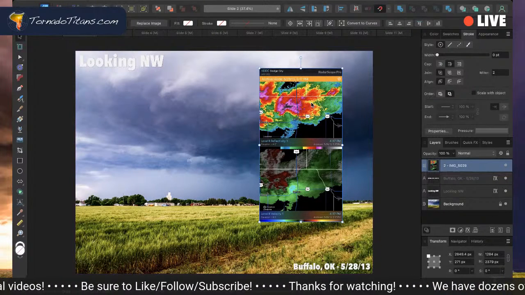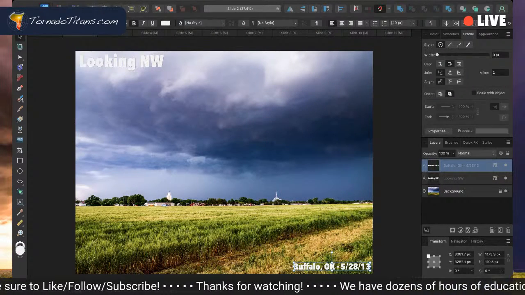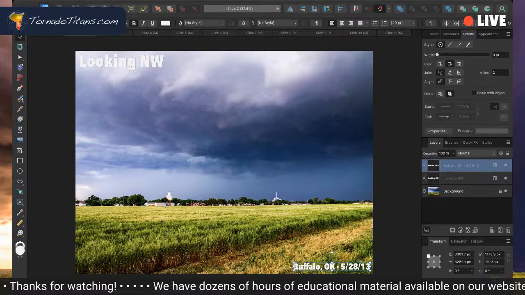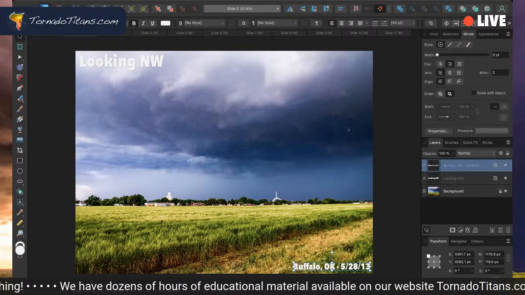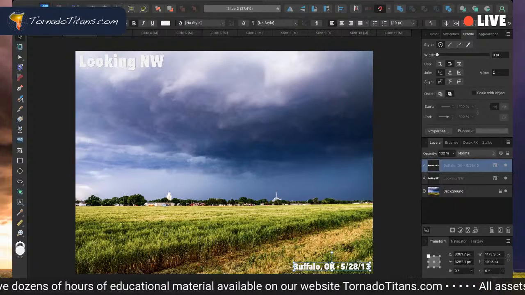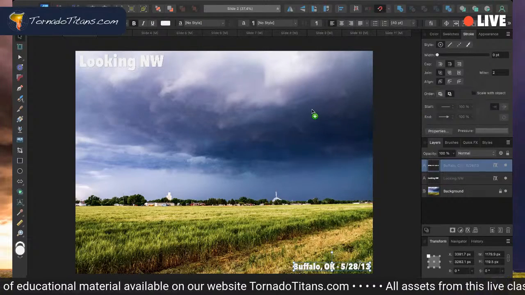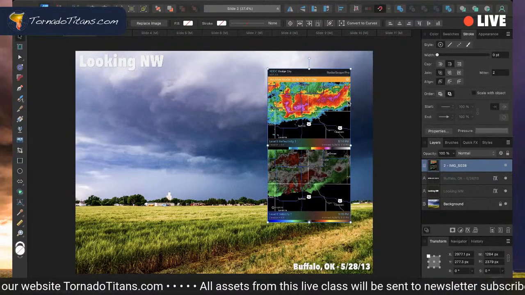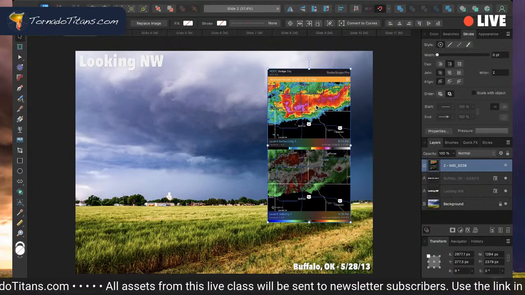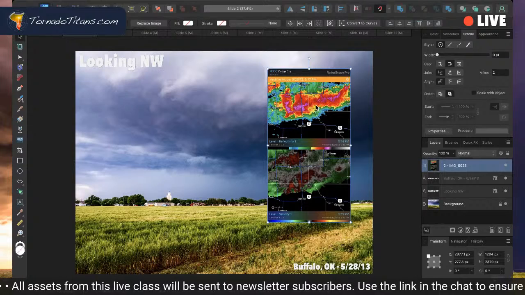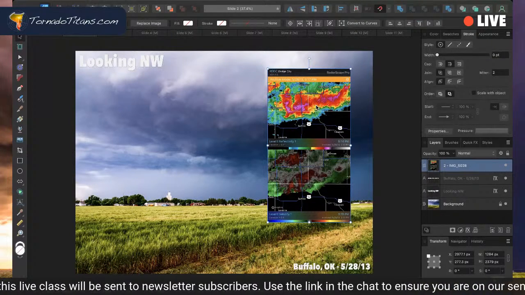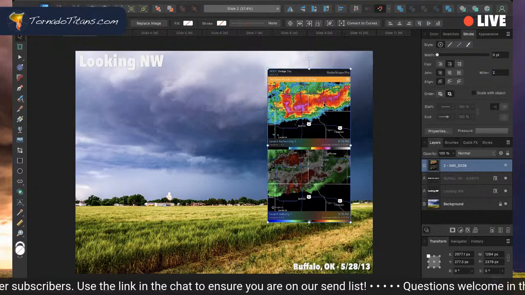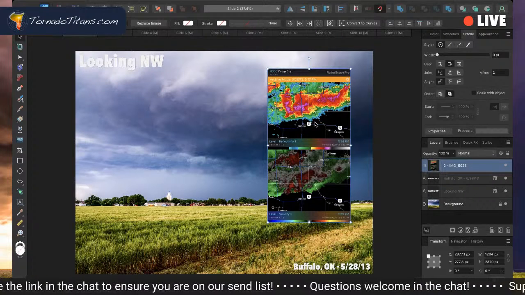But what happened with this storm as it went north is it basically ran into a bunch of other storms, and it stalled. This is probably one of the last times I've ever seen this. This storm moved north into this line of storms, and this is about when this picture was taken. And this storm stalled, and then it came back south. So let's take a look at what's happening in this picture.